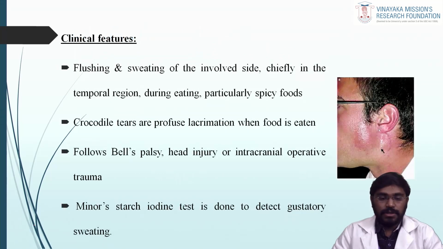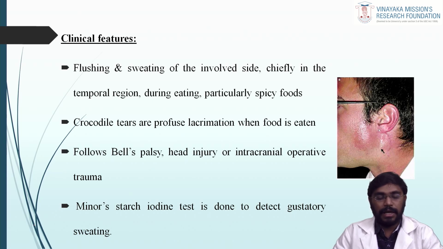Next comes the clinical features. As you can see on the slide, there is flushing or sweating of the involved side, chiefly in the temporal region, during eating, particularly spicy food. During eating, the affected person will have gustatory sweating in the parotid region. This effect is called crocodile tears, where there is profuse lacrimation when food is eaten.